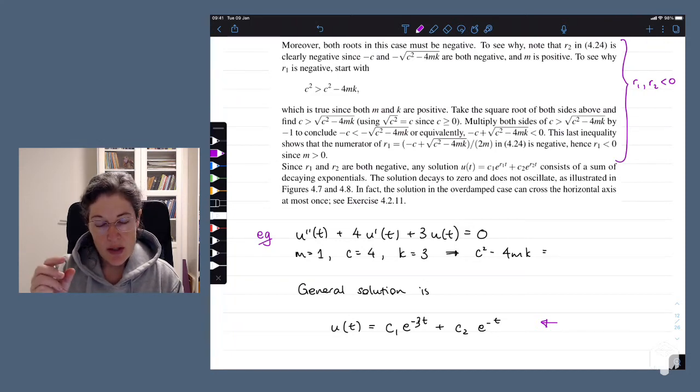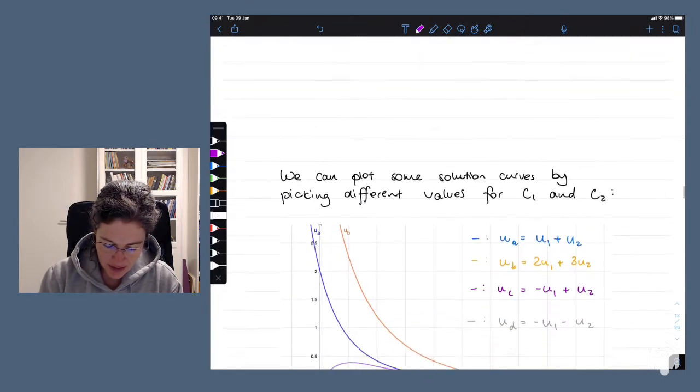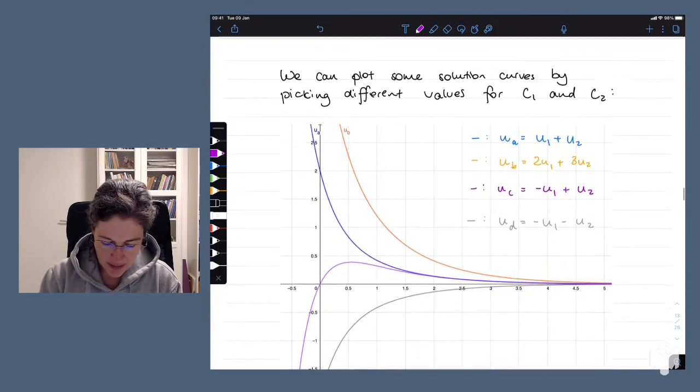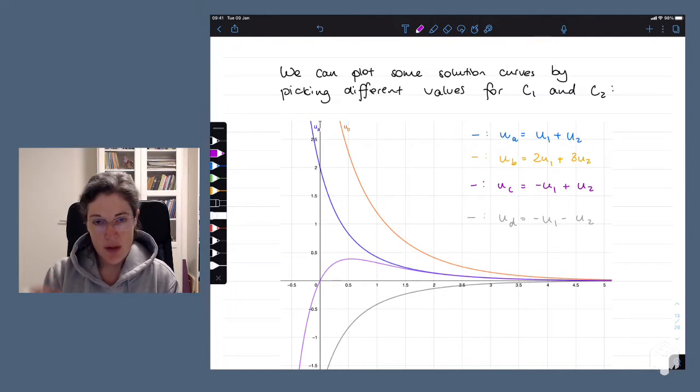So we can see from this, we know that in the overdamped case, no matter where we start, we're going to have a decaying exponential that heads towards 0. We can actually see a little bit more clearly the different kinds of solutions that we can get if we plot for some different values of the constants.